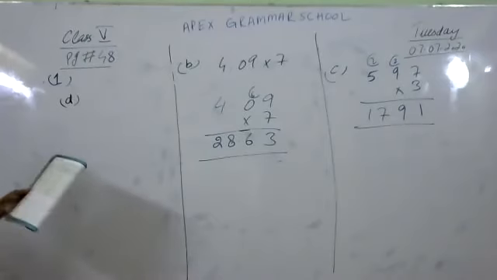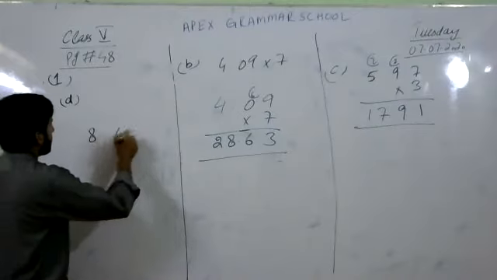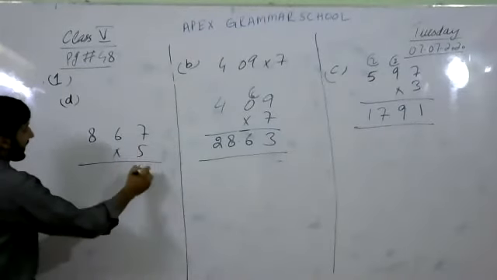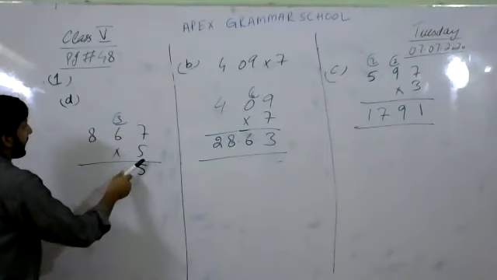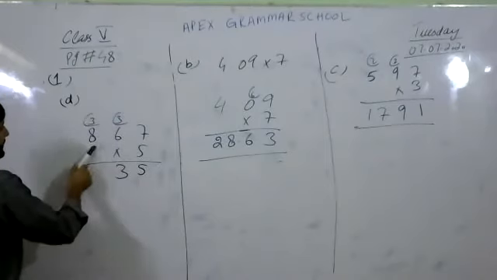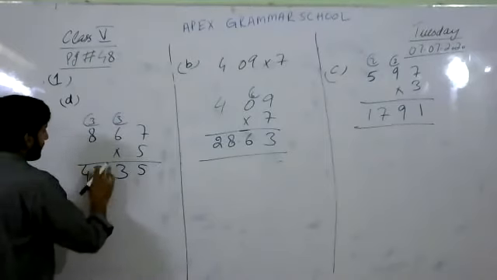D part is 5.867 into 5. 5 sevens are 35, 3 carry, 5 sixes are 30 and 3, 33. 3 carry, 5 eights are 40 and 3, 43.